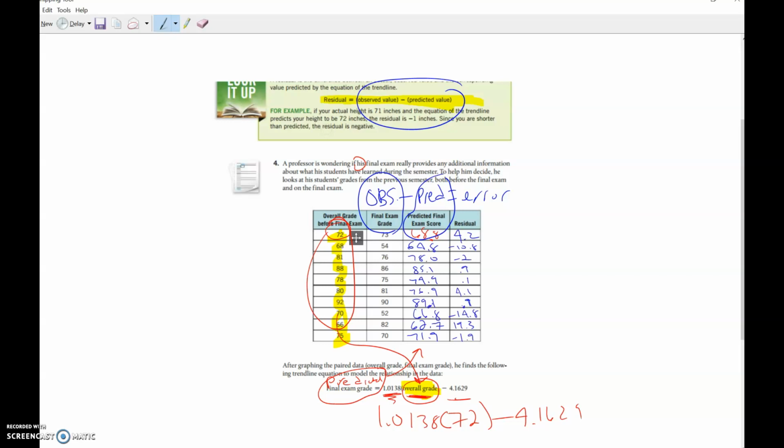All right, so if I keep subbing all these values into my formula that predicts the values, you should end up getting these values in this column. And then if you subtract what really happened from the predicted value, you're going to end up getting the residual.